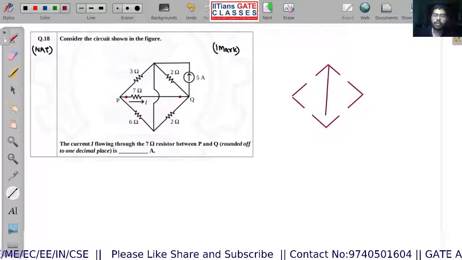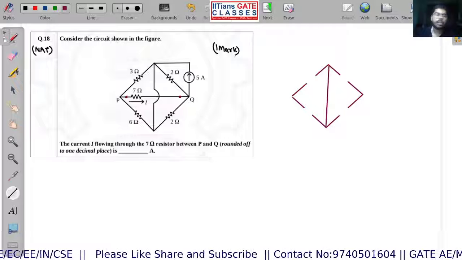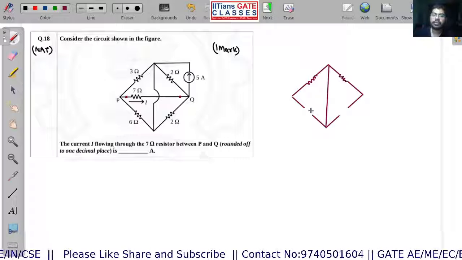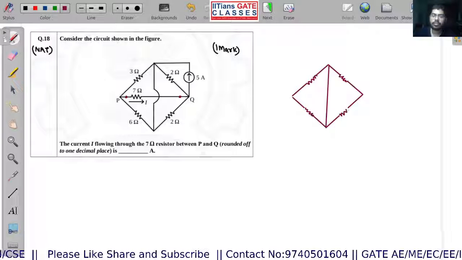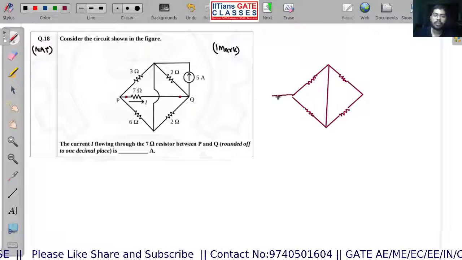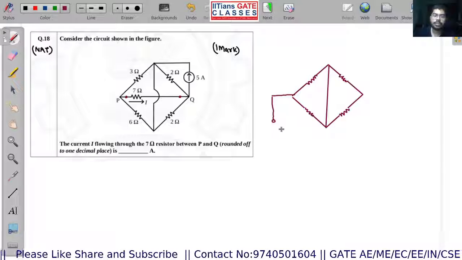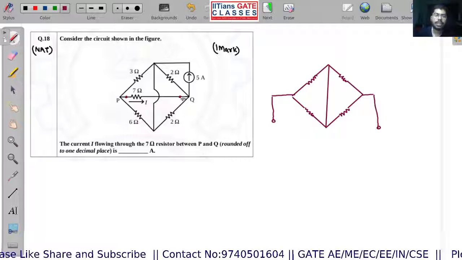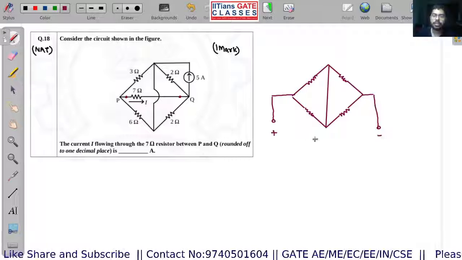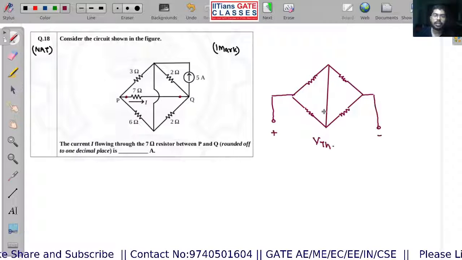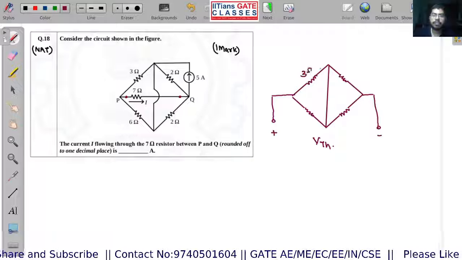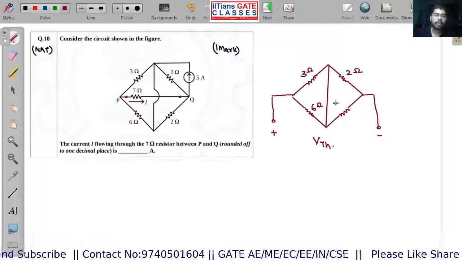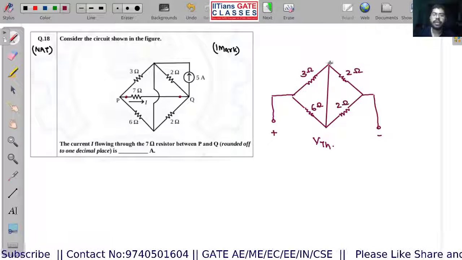This 2 point is shorted, and here we have... let me assume, because current is flowing in this direction, this is plus, this is minus VTH. So here it is 3 ohm, here it is 2 ohm, here it is 6 ohm, and here it is again 2 ohm, and we have a current source.